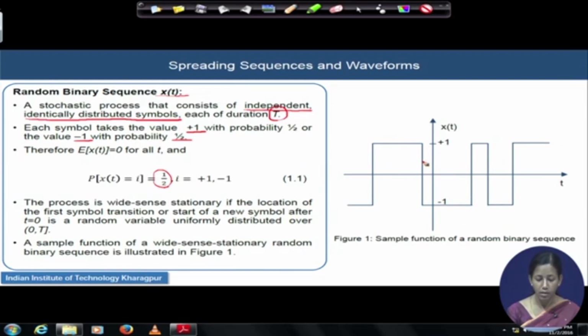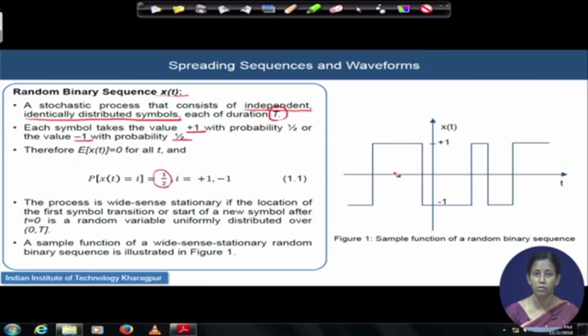Now we understand that the duration of each and every symbol of +1 or -1 is equal to capital T. As the probability of occurrence is also half and the values are either +1 or -1, on average over time we will get the expected value, or the mean value, of x(t) equal to 0. The process can be a wide sense stationary process.